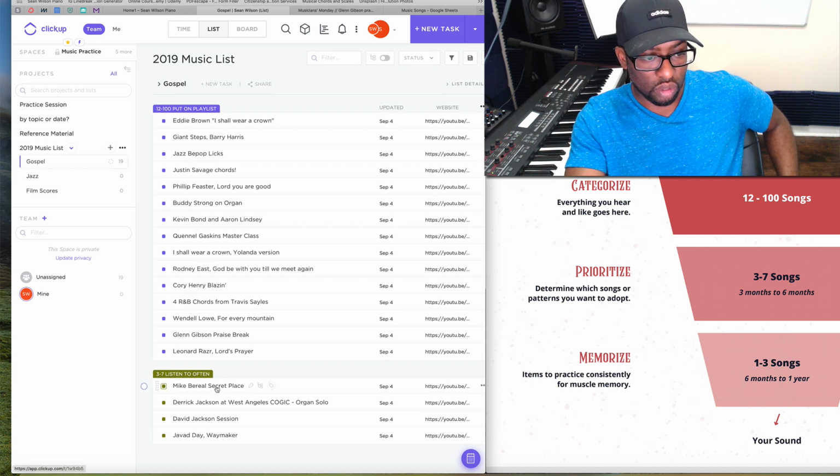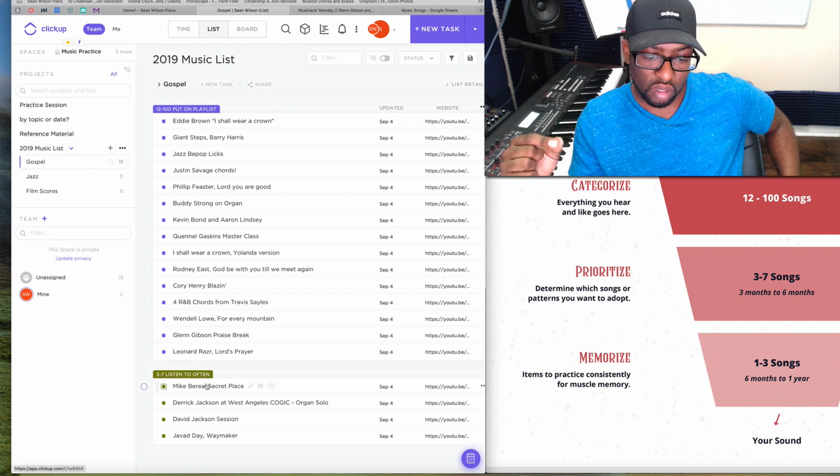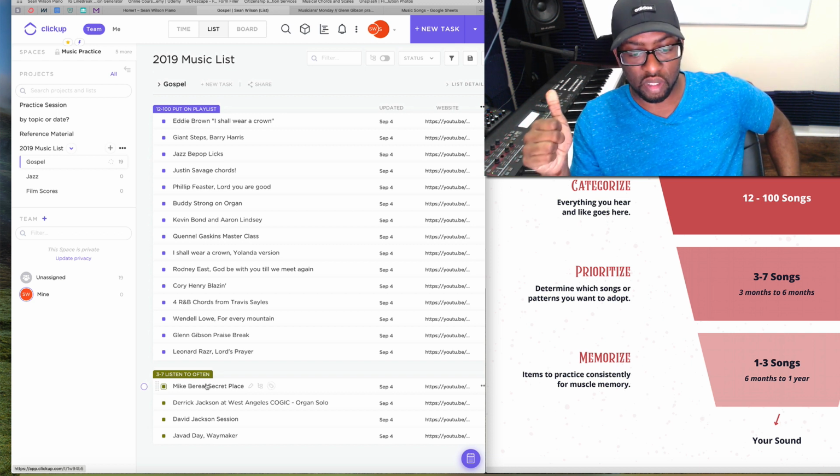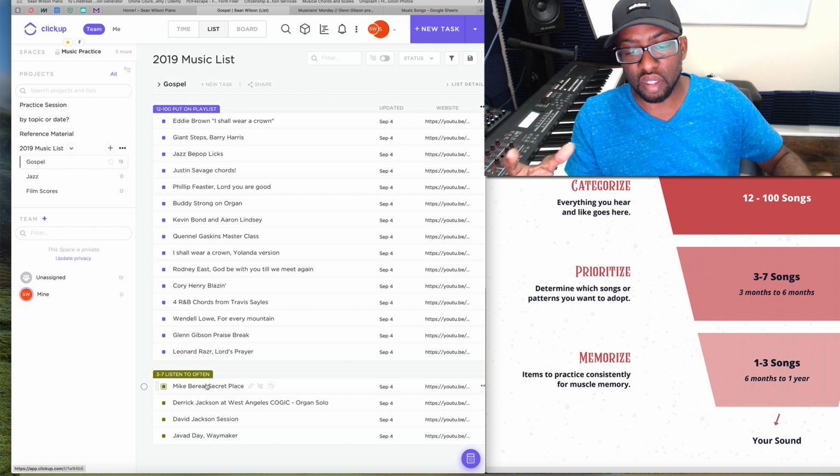And now we have one more level, right? And that's the last level, which is memorize. What songs are you going to memorize? What songs do you want to become a part of your vocabulary? Memorizing a song does not mean memorizing the notes to a song. It means memorizing the timing, memorizing the phrasing, memorizing the rhythmic structure, memorizing all the patterns contained in a song.